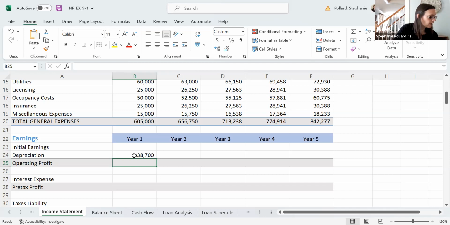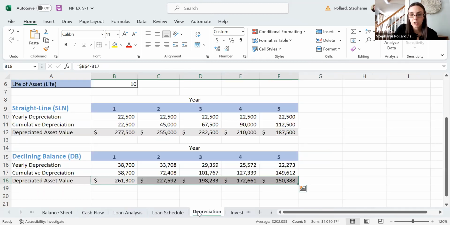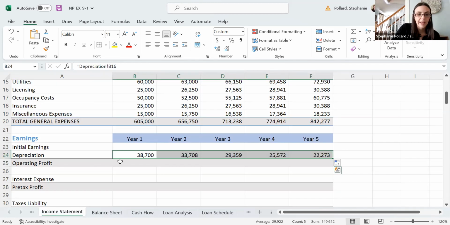And then I can go ahead and copy it over to the remaining cells. And hopefully they all copied correctly. So that last one was 22,273. If I double check on my depreciation sheet, it is 22,273. So they all copied correctly. And I can bring in that depreciation right there.